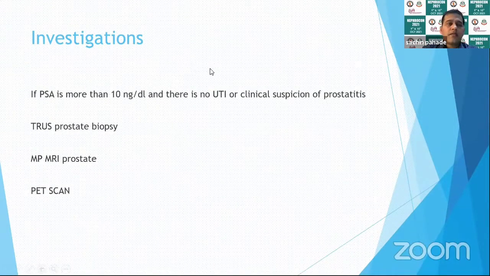Next would be the investigations. Again, once we have done all this investigation and if PSA is say more than 10 nanograms per deciliter, and on investigation you found out that there is no urinary tract symptom and there is no clinical suspicion of prostatitis, then you would be thinking in terms of probably cancer of the prostate. So the investigations which are required would be transrectal ultrasound guided prostate biopsy, maybe multiparametric MRI of the prostate, and a PET scan.